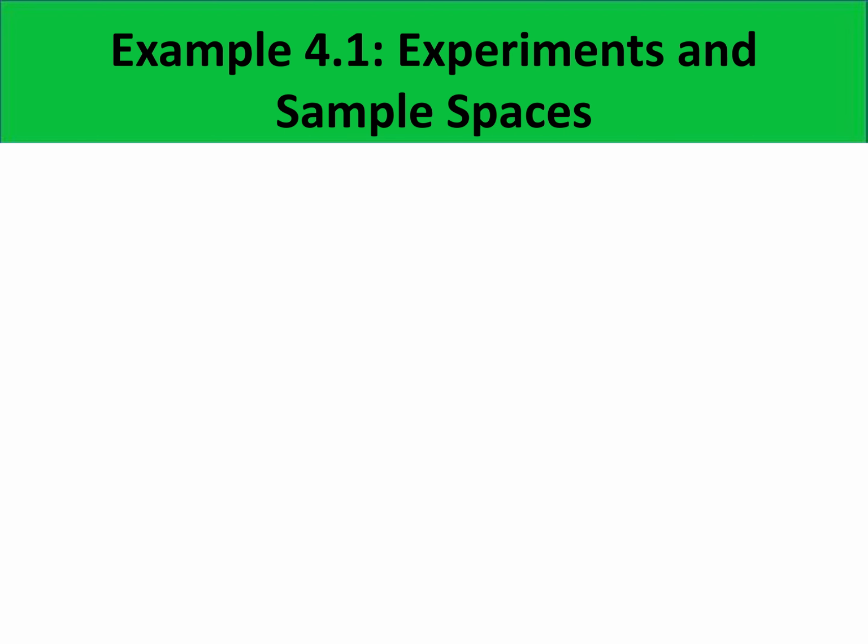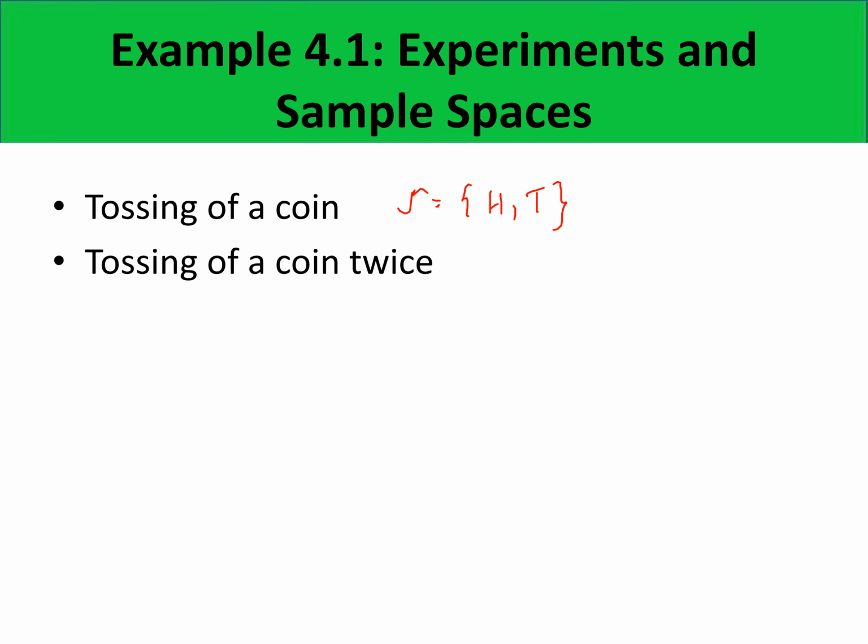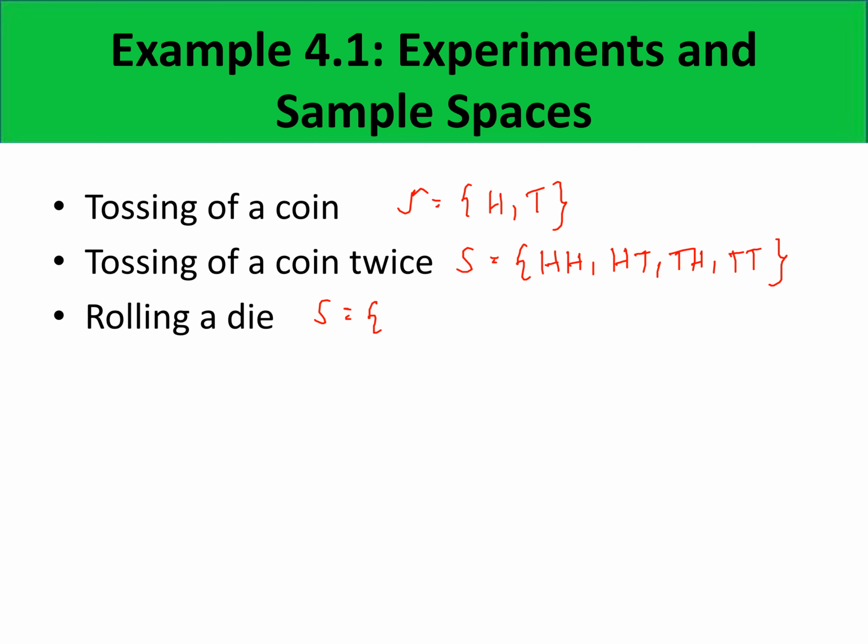Examples of experiments and sample spaces would be tossing of a coin, in which the sample space contains the elements heads or tails. Second example would be tossing of a coin twice, wherein the sample space contains the elements head-head, head-tail, tail-head, and tail-tail. The third example would be rolling a die, wherein the sample space would consist of the numbers 1, 2, 3, 4, 5, and 6.